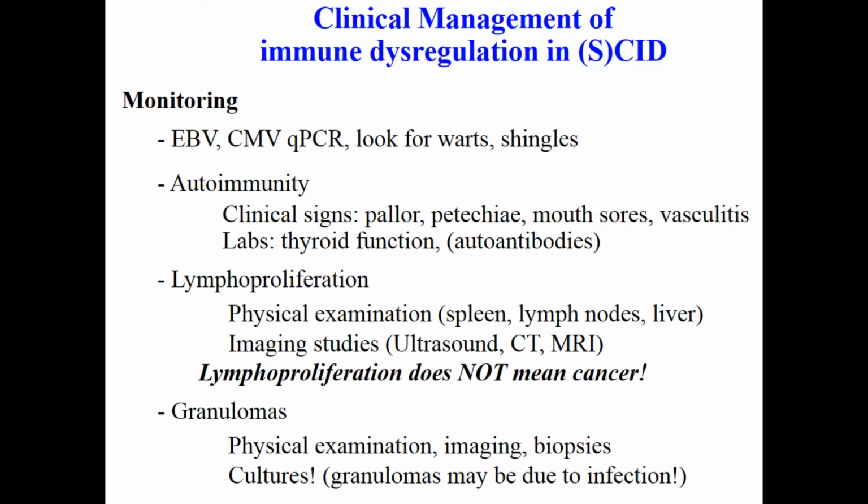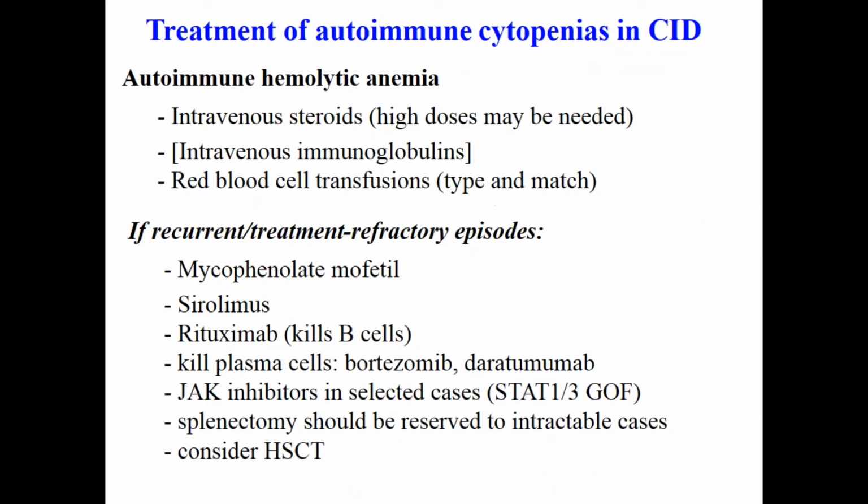And granulomas: physical exam, imaging, biopsies, cultures. You always have to think that granulomas might be infectious, so it's important to rule that out. How do we treat them? Autoimmune hemolytic anemia, I mentioned. The key therapy is intravenous steroids, and high doses may be needed.